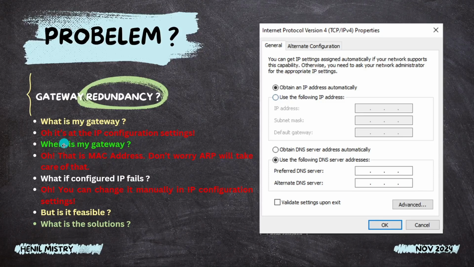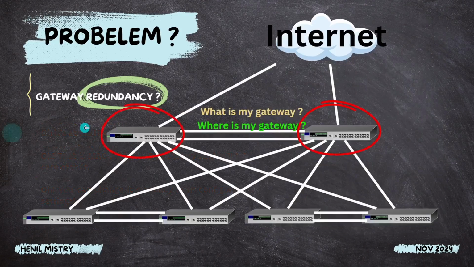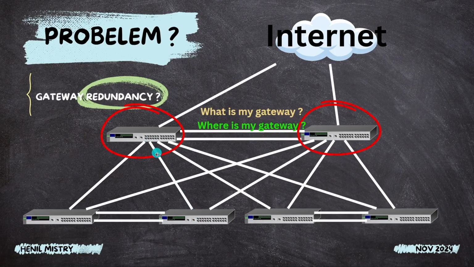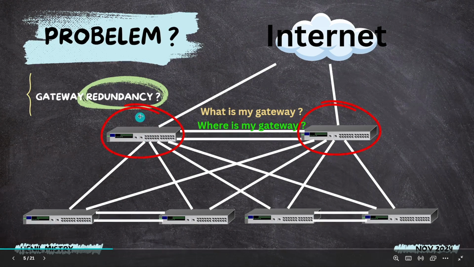Where is my gateway? That is the MAC address, and don't worry, ARP will take care of it. Let's say our gateway IP is over here, and our host might be residing on this switch. So where, that is answered by ARP. The decision is taken based on the MAC address, and it will be suggested to use this link, because that carries the MAC address of the IP configured on this switch.